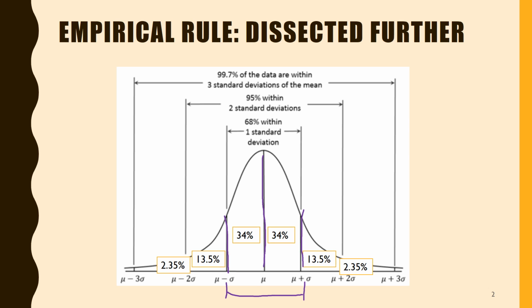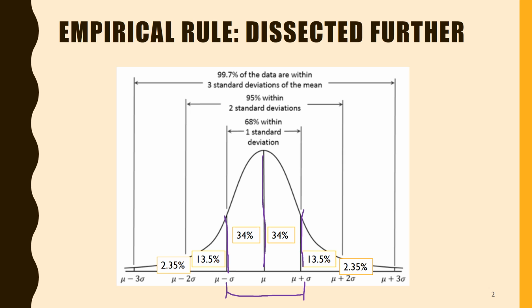So we can go even further into the empirical rule and make even more specific statements. So we could say between the mean and one standard deviation above the mean is 34% of the data. We can say between one standard deviation above the mean and two standard deviations above the mean is 13.5% of the data. And we can also say that between two standard deviations above the mean and three standard deviations above the mean is 2.35% of the data. This is all for a normal distribution.